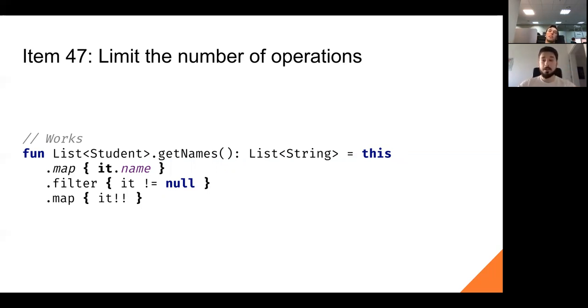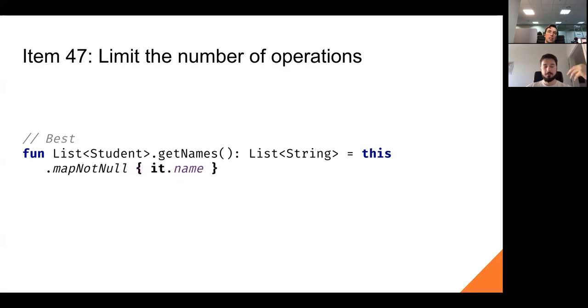Yeah. So first of all, instead of filter and map, so instead of filtering not null and then mapping, we have a function called filterNotNull. And second of all, instead of mapping and filterNotNull, we have the function mapNotNull. So, I didn't know that.